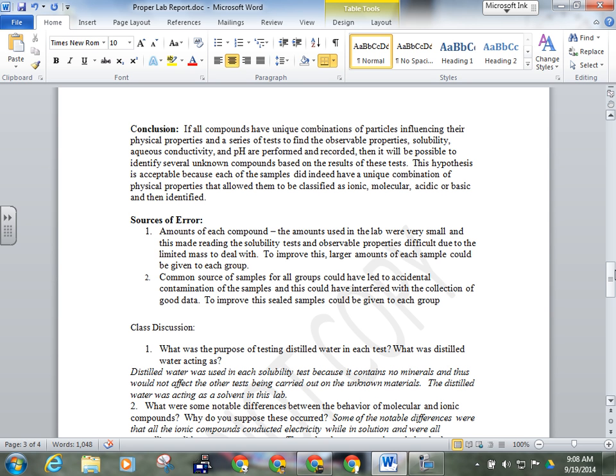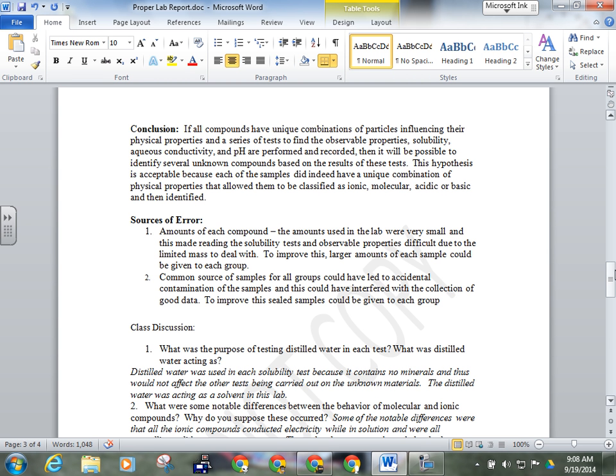Okay, sources of error. Biggest source of error, and I build this right in. I never change this lab. I do it exactly the same way. I, on purpose, make sure you get small amounts of everything so that you will come up with this source of error. It is highly inconvenient to deal with such small samples. It makes it difficult to do an effective solubility test because you can barely add enough water for even really soluble stuff to dissolve in that tiny little depression. It makes it hard to observe things. It makes it hard to measure conductivity. All of that. To improve this, larger amounts of each sample could be given to each group. Yep, that would be the easiest way to improve the lab.